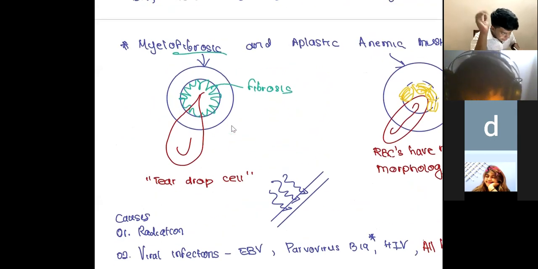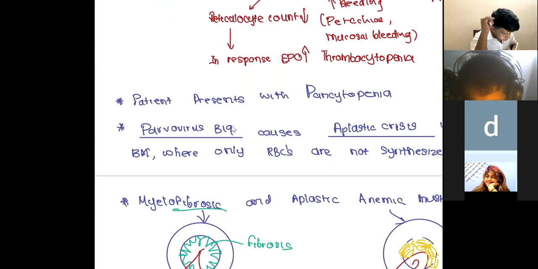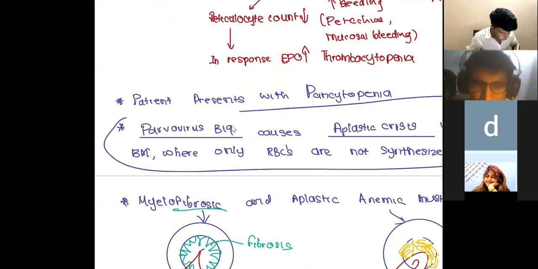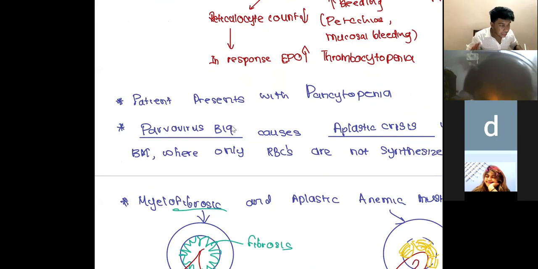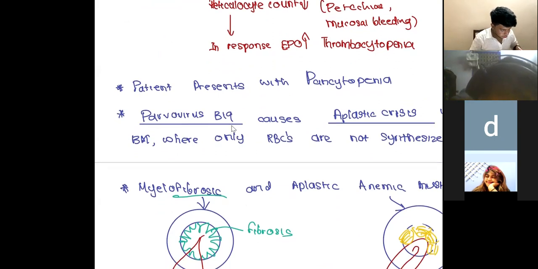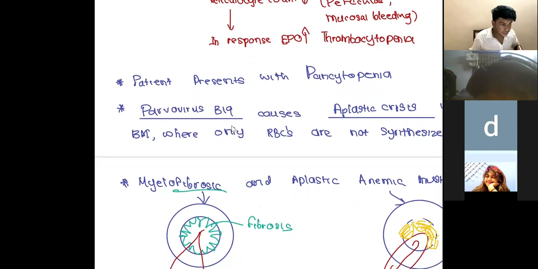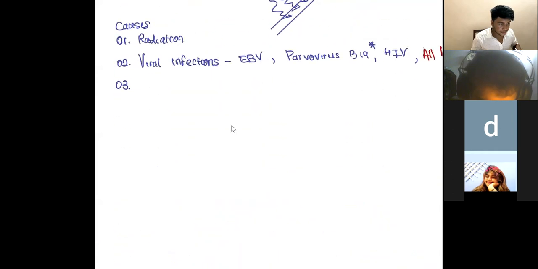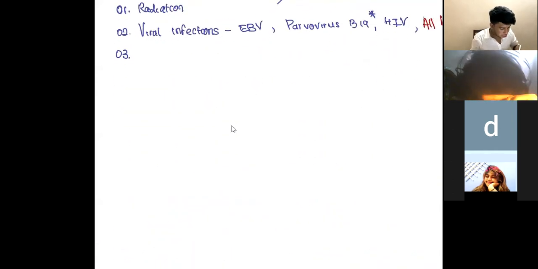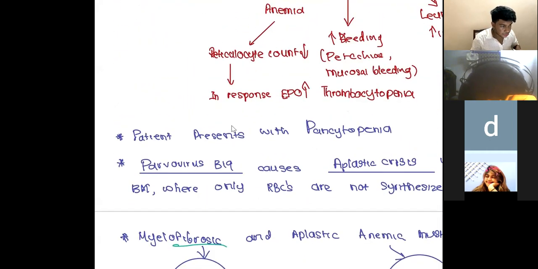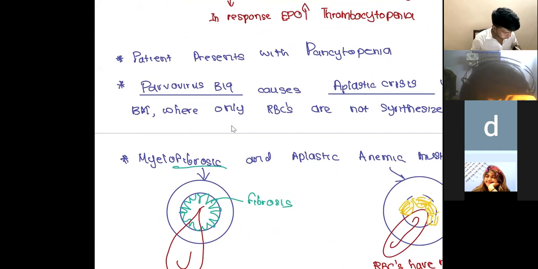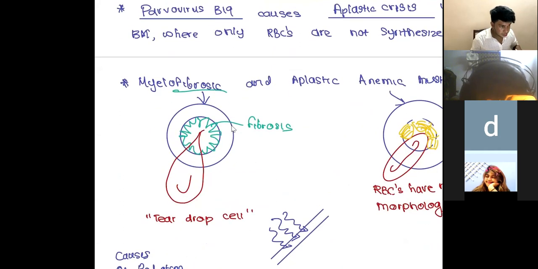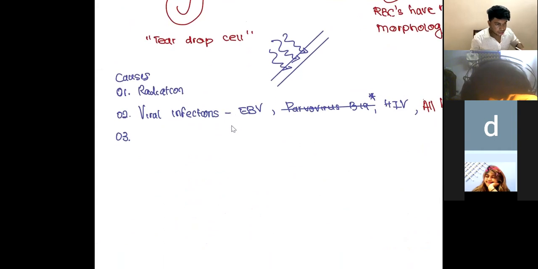And parvovirus B19 is here because it literally causes aplastic anemia. I explained that here, okay? It causes aplastic anemia, not pancytopenia. That's why I wanted to put that. You don't need to know that as a cause, but you need to know this point: only anemia, and about this myelofibrosis.